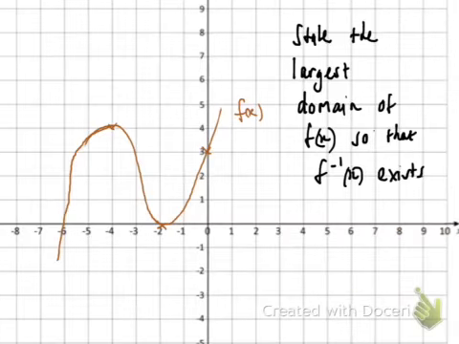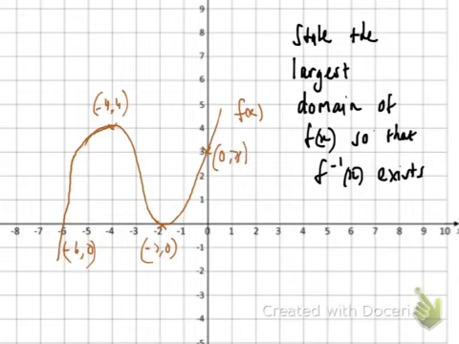Let's try another one. This is a bit of a harder one. State the largest domain of f(x) so that f⁻¹ exists. So there's my original function, and the key points here, remember, are (-6, 0), (-4, 4), (-2, 0), and (0, 3). I've drawn those very well.